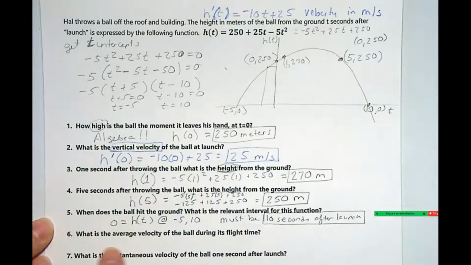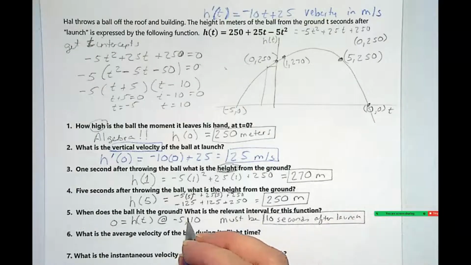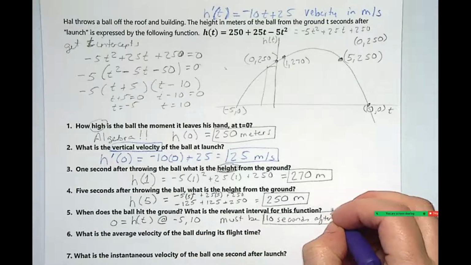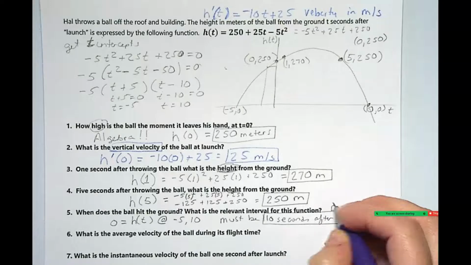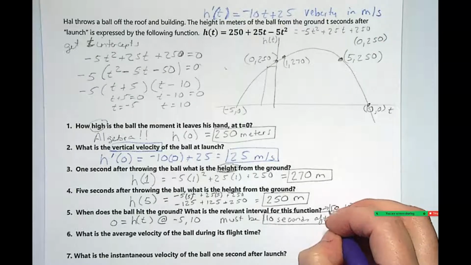Okay, what is the average velocity of the ball during its flight time? This one might get you. We haven't done this a bunch. Oh, wait, you know what? We didn't answer the second part of number 5. What is the relevant interval for this function? That'll actually help a lot. Is it 0 to 10? The relevant interval includes when it leaves his hand, and it includes when it hits the ground. So that's this answer.